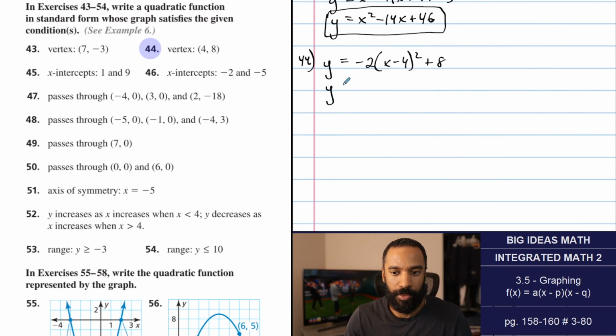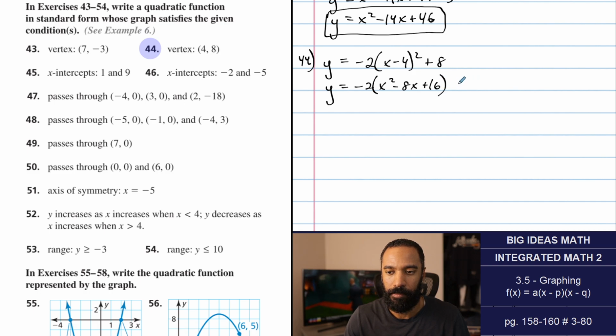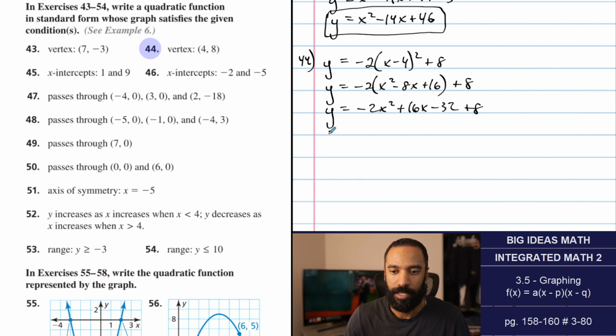Now, the reason I also wanted to show this is because how we expand. We do x minus 4 squared first. So -2 multiplies by x squared minus 8x plus 16. There's a plus 8. Now we distribute -2. So -2x squared plus 16x minus 32. There's a plus 8. And this is y equals -2x squared plus 16x minus 24.